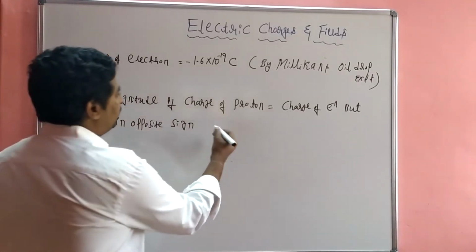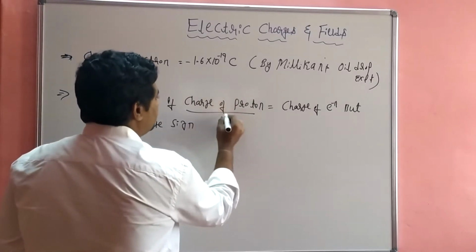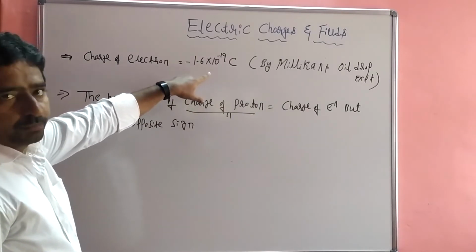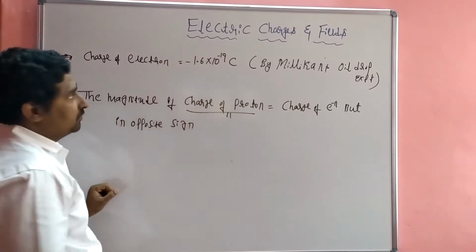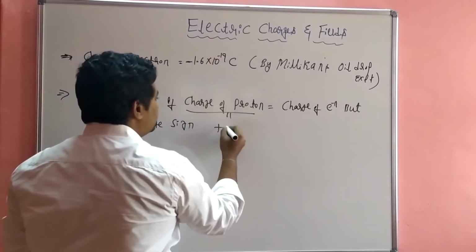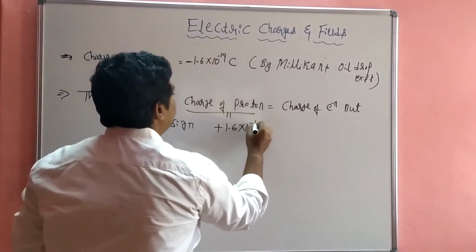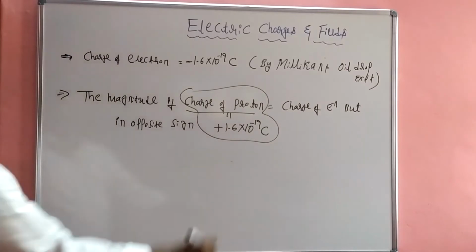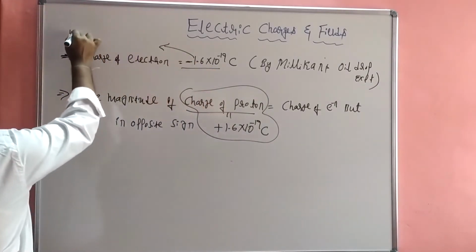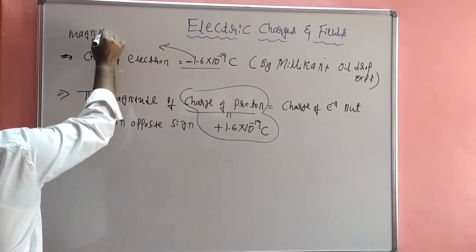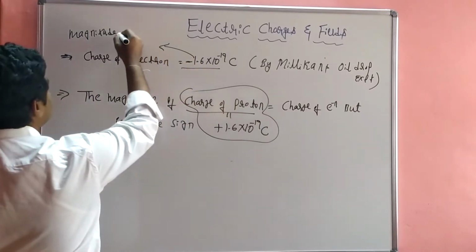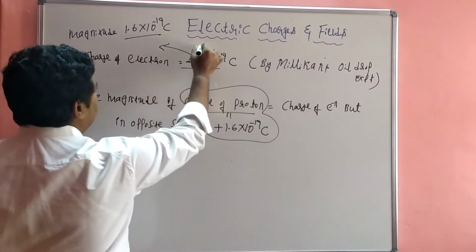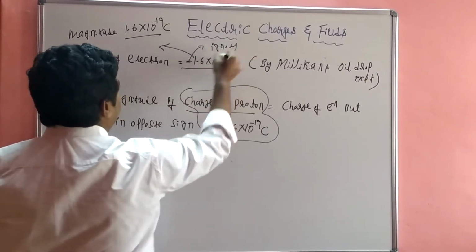So that is the charge of proton, sorry. The charge of proton is equal to the charge of electron, minus 1.6 into 10 to the power of minus 19, but in opposite sign. So the opposite sign is plus 1.6 into 10 to the power of minus 19. That is called the charge of proton. This is also in case of magnitude, so this will be considered as 1.6 into 10 to the power of minus 19. So ignore the sign, that means sign is ignored.